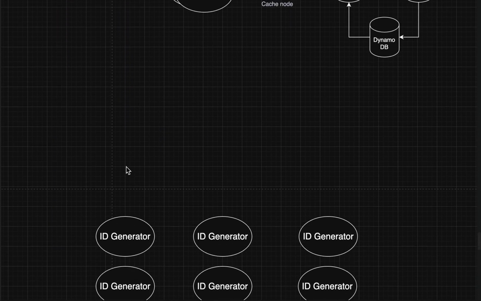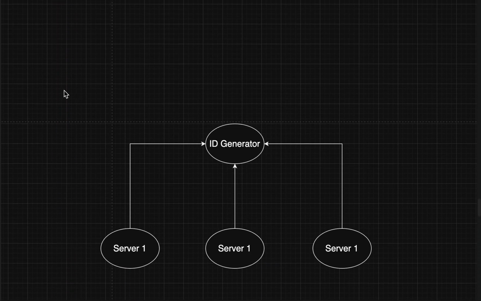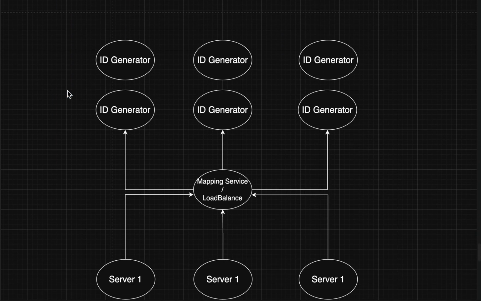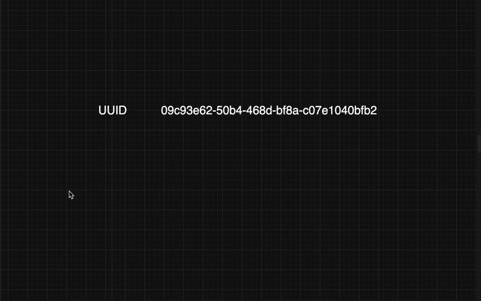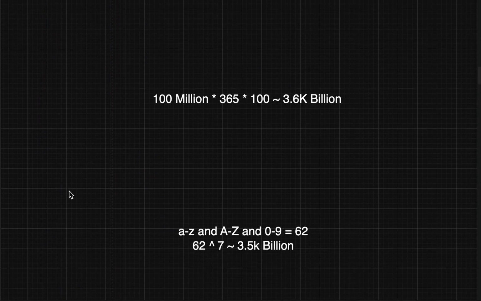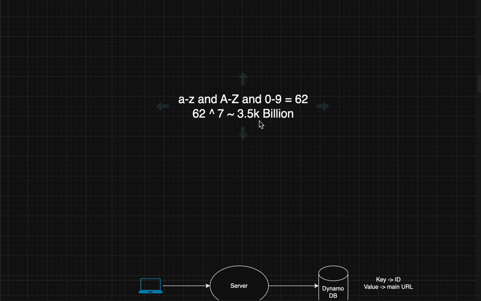But what is the difference between this one and this one? How are we able to scale this? What is the logic behind it? How will this ID generator give us the IDs? As we know, the maximum number of IDs which can be generated is around 3.5k billion.